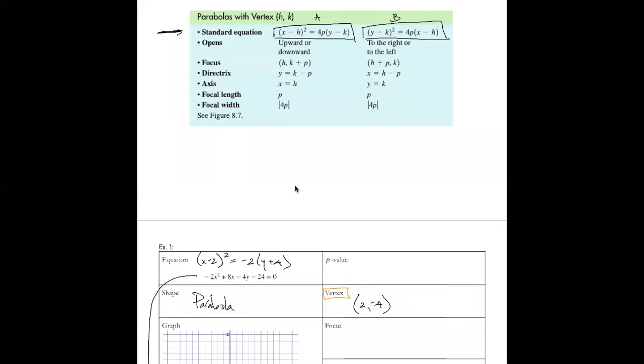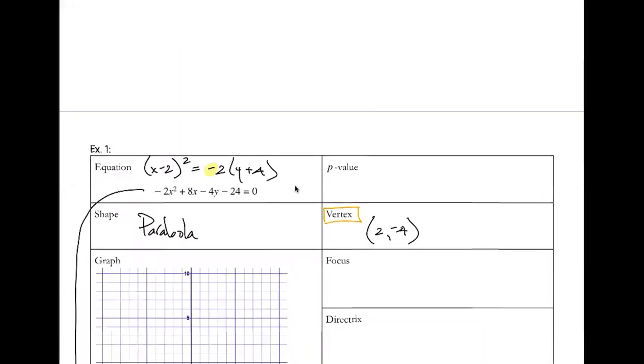Up, down. Good. How do you know that? Because the x side is squared. Good. And is it going to be opening up or opening down? It is going to be down. How do you know that? Because of the minus 2. Exactly. That minus sign means that we're going to be having a parabola that opens down. Okay?